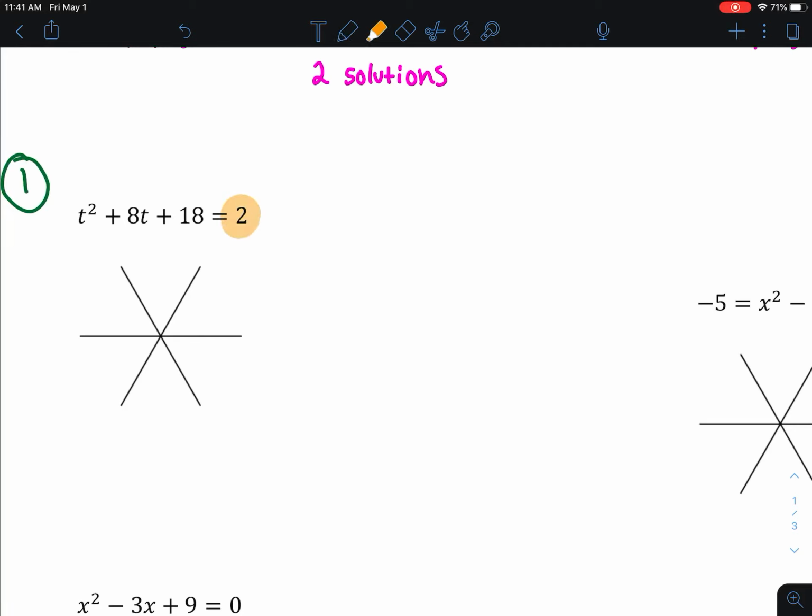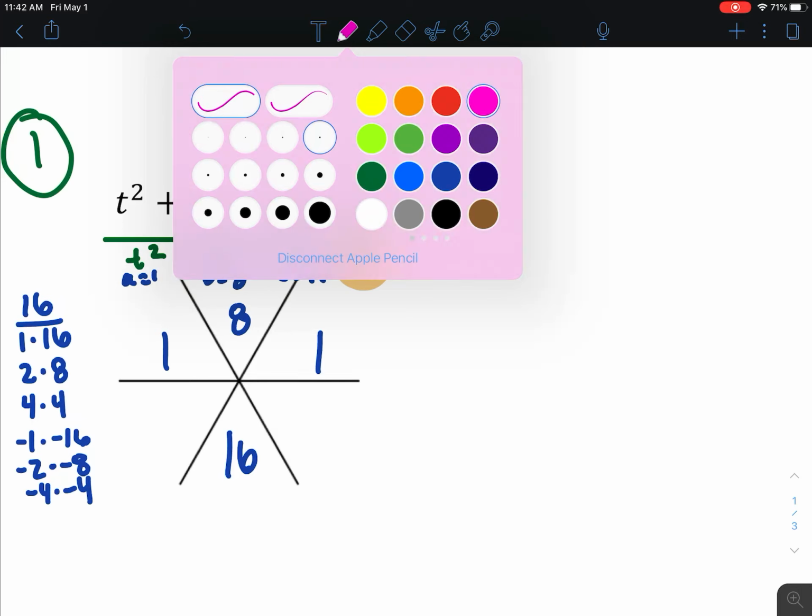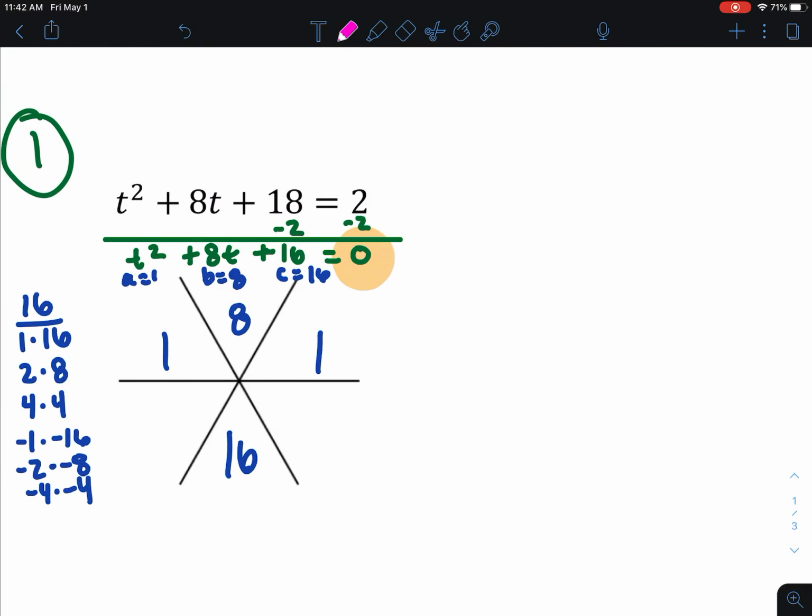Alright, so my A is 1, my B is 8, and my C is 16. Let's write down all the numbers that equal 16. 1 times 16, 2 times 8, 4 times 4. Also, negative times negative is positive, so negative 1 times negative 16, negative 2 times negative 8, and negative 4 times negative 4. And those are all the possibilities.